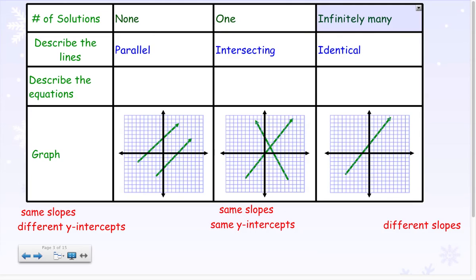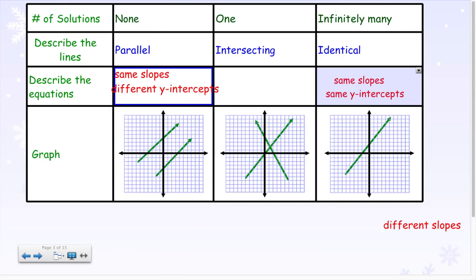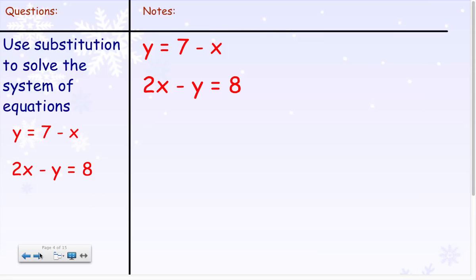Now for our equations, if the lines are identical, they have to have the exact same slope and the exact same y-intercept. If the lines are parallel, the slope has to be the same because we learned back in chapter 4, parallel slopes stay the same. Intersecting lines have one positive and one negative slope because they cross one another, so they need to have different slopes. All right, here's the first example.